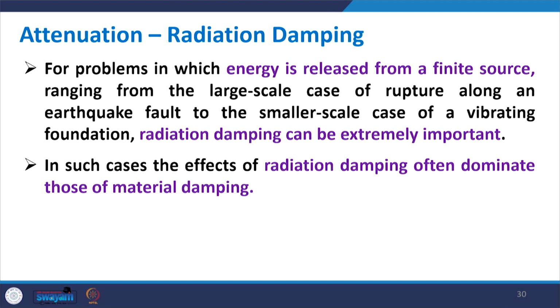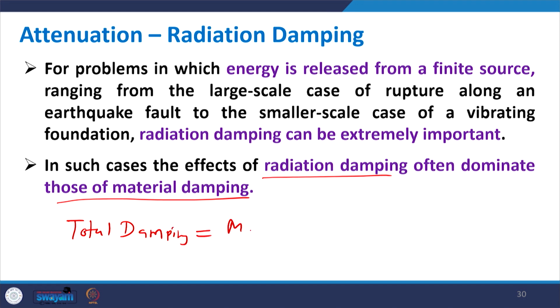For problems in which energy is released from a finite source, ranging from the large scale of rupture along an earthquake fault to the smaller scale case of a vibrating foundation, radiation damping can be extremely important, and in fact in such cases the effect of radiation damping often dominates that of material damping. So you have radiation damping on one side and material damping on the other. Before I end this lecture, total damping will consist of material damping plus radiation damping. Now which one will dominate? It depends on the frequency. If you have low frequency, normally material damping dominates. At higher frequency, normally radiation damping dominates.